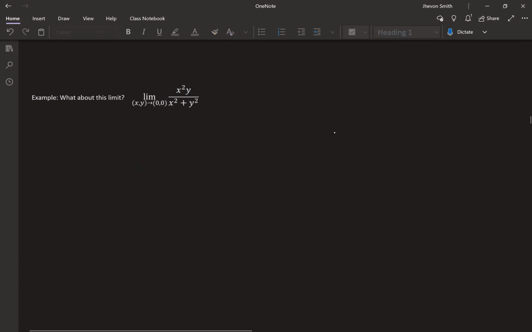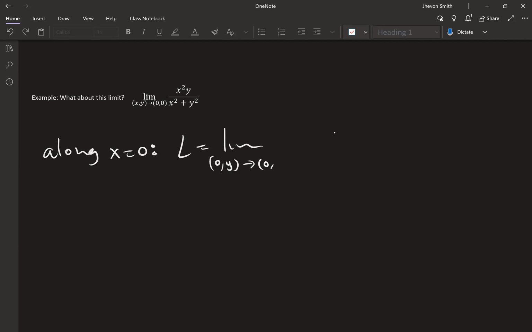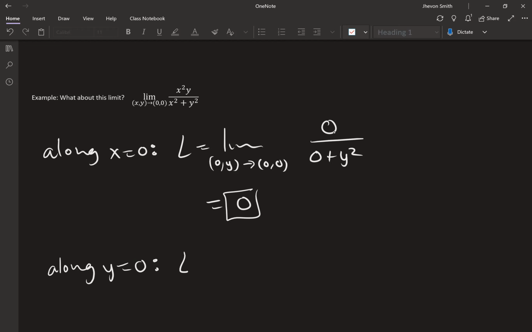X equals 0. Excellent choice. Along x equals 0, the limit would look like 0 over 0 plus y squared. That's going to give you 0. Okay, cool. Another path? Okay, I mean, there's a y in the numerator, so that's going to look very similar. It'll also give you 0.